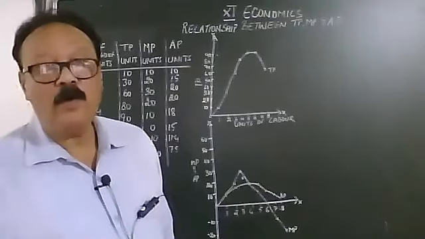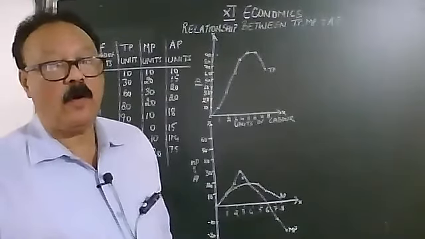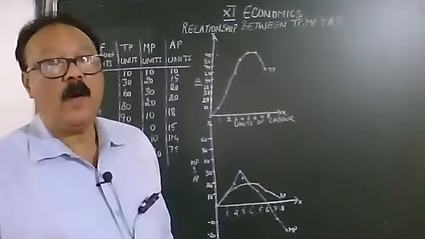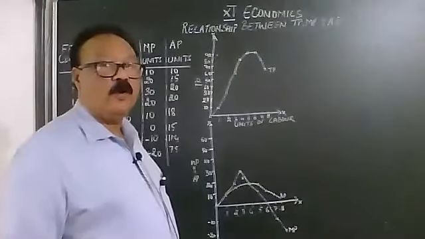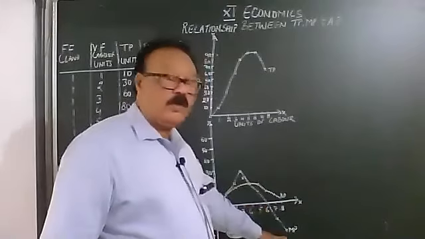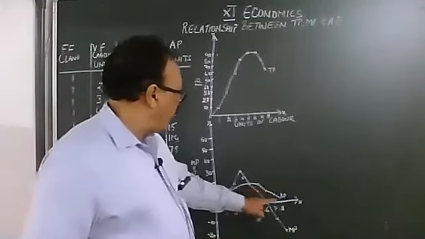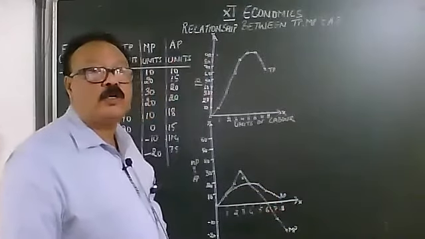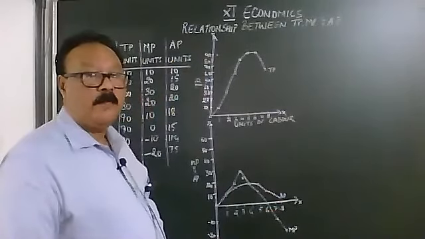MP can be 0 or negative, add on one more word. MP can be 0 or negative, but AP always remains positive. That is why, children, if you look at the diagram, you will find the MP comes to 0 and also goes into negative. But what do you see about AP? When you draw the AP curve, it will always remain positive. It will not touch 0 and it will not go into negative. This is the relationship between the three.